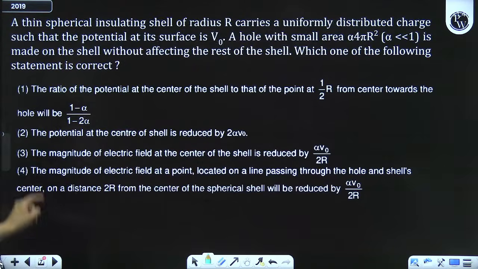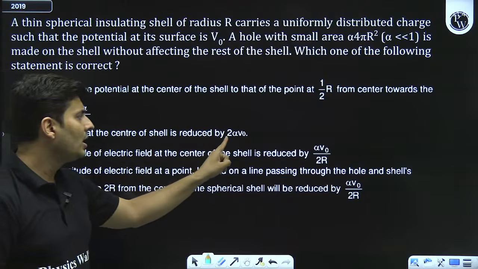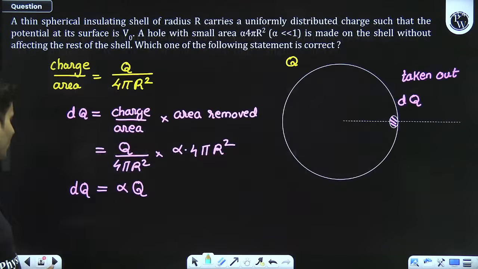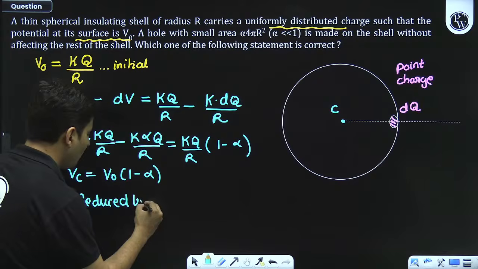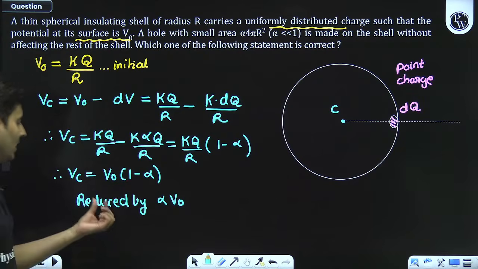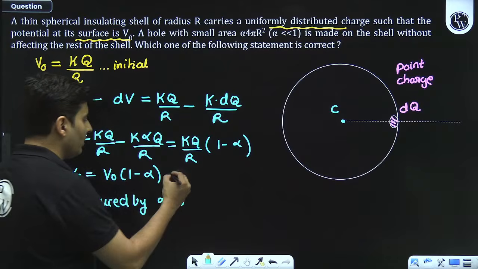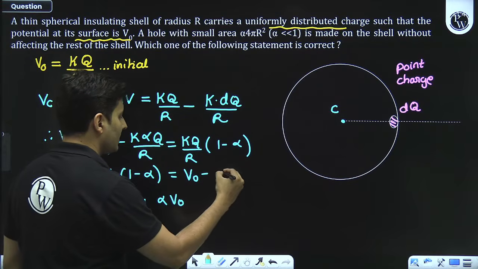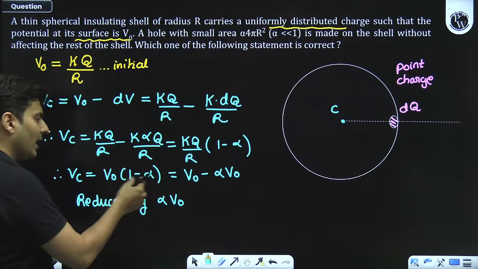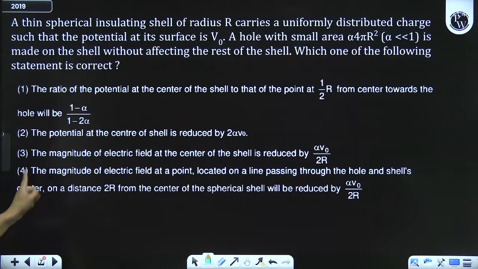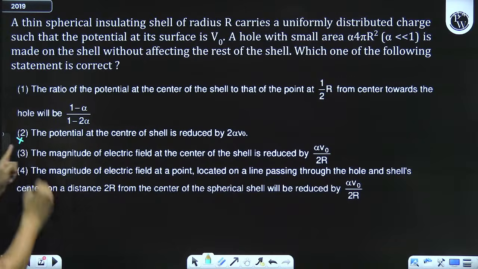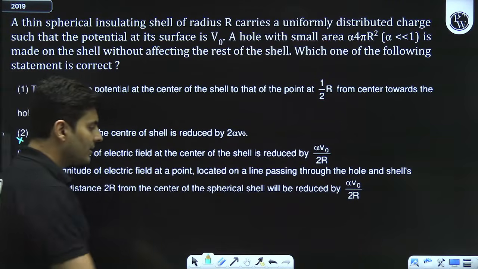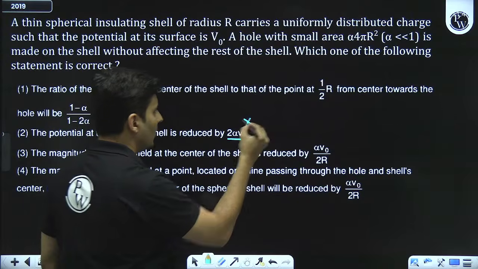So I can see one of the options says the potential at the center is reduced by 2 alpha V naught. As you can see, the potential at the center has reduced by alpha times V naught, because this is nothing but V naught minus alpha V naught. So it is not 2 times alpha V naught. So hence, the second option is obviously wrong. 2 alpha V naught doesn't make sense. Correct? So this is obviously wrong.